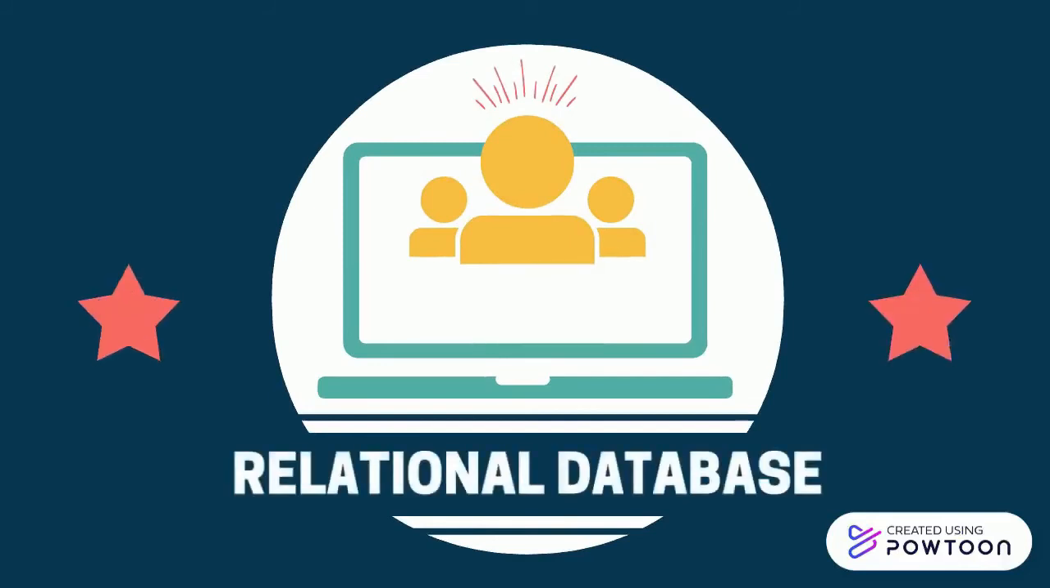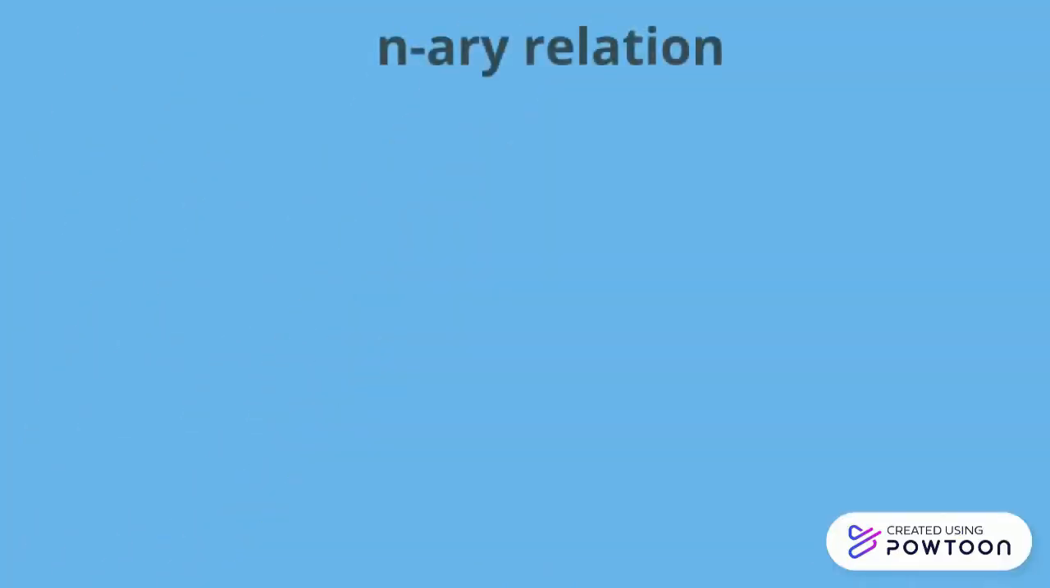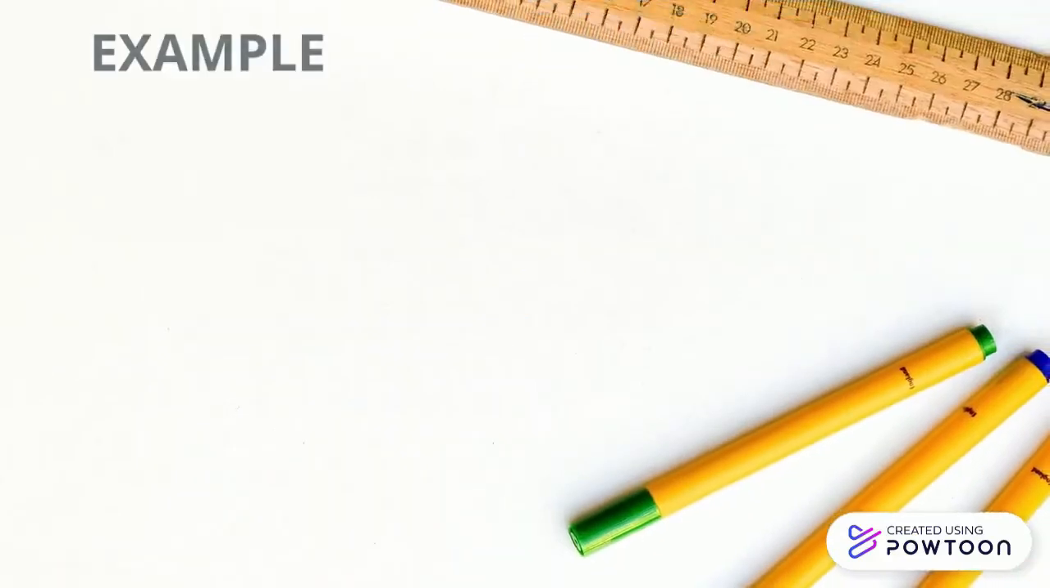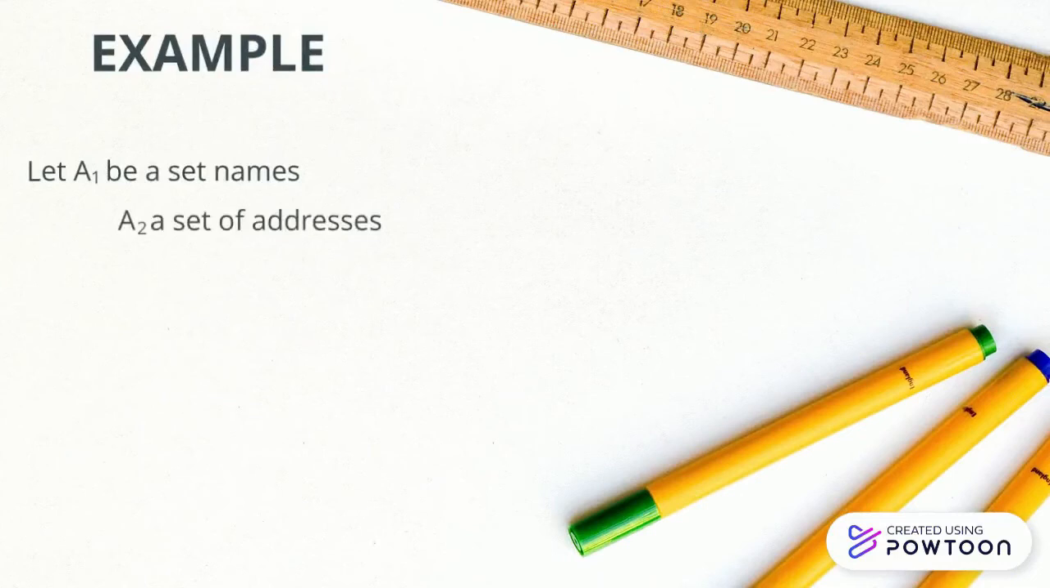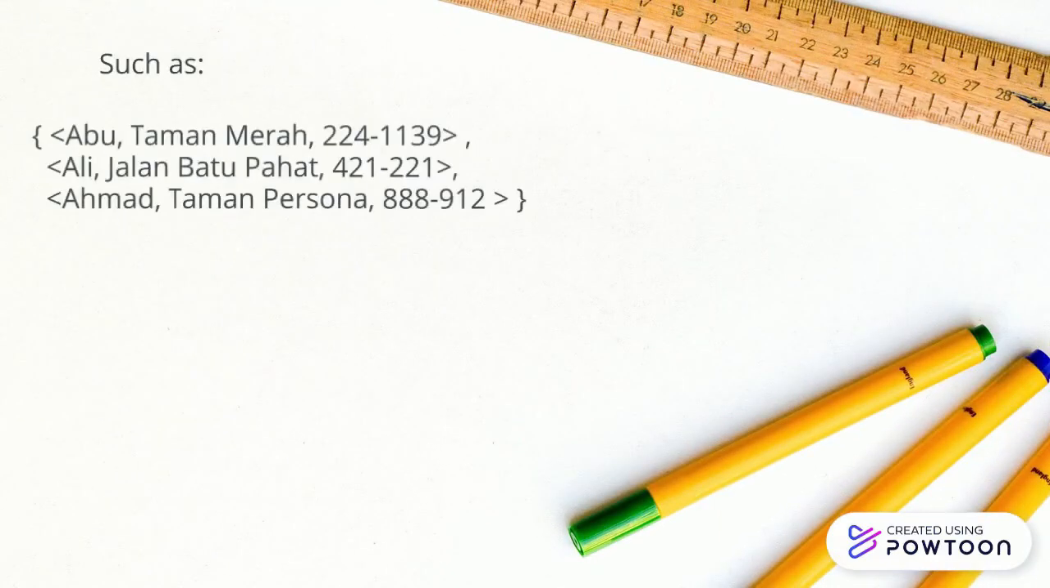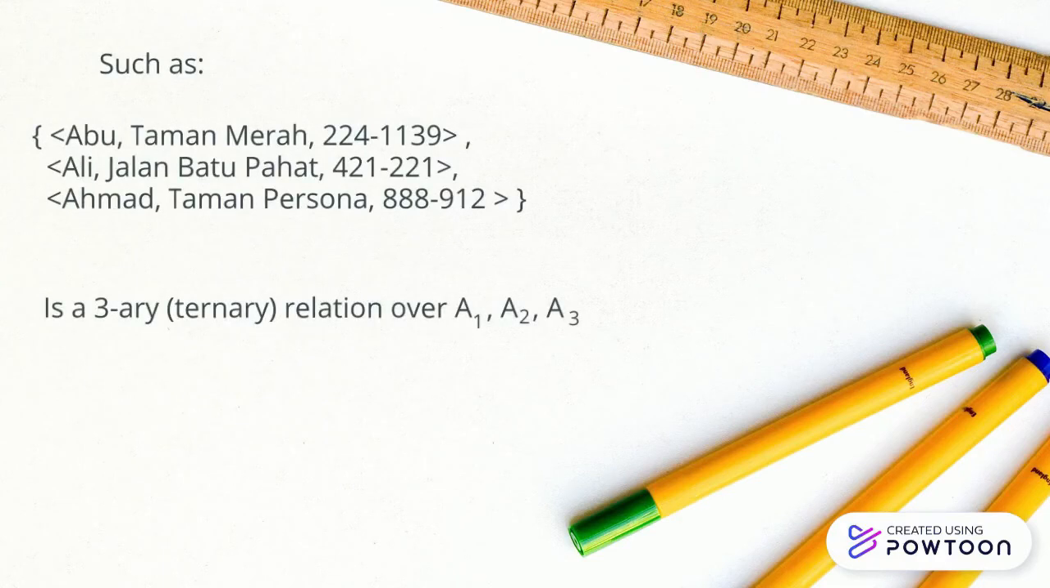Next is the relational database. An n-ary relation. Let A1, A2, ..., An be sets. An n-ary relation on these sets is a subset of A1 cross A2 until An. A1, A2, ..., An are the domains, while n is the degree. For example, let A1 be a set of names, A2 a set of addresses, and A3 a set of telephone numbers. Then a set of three tuples of name, address, telephone number, such as this example, is a ternary relation over A1, A2, and A3.